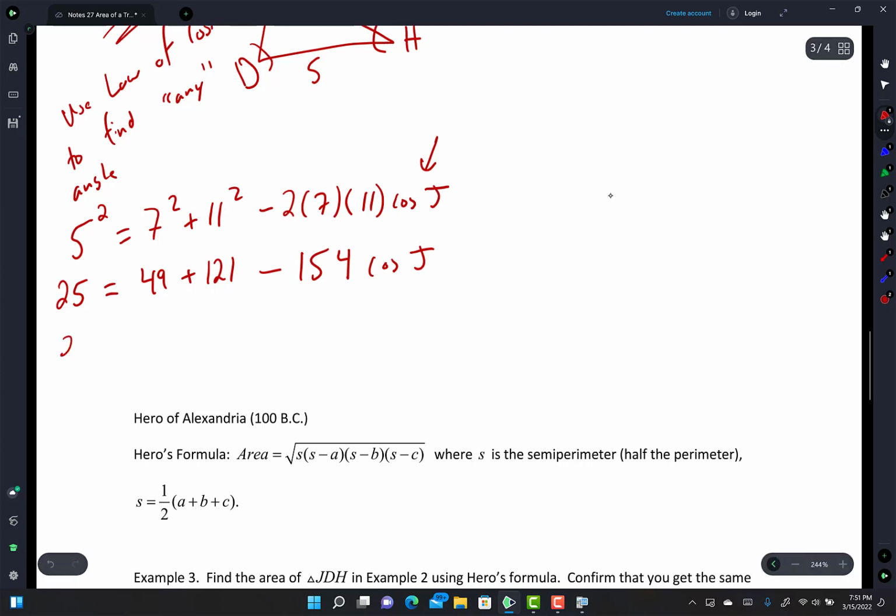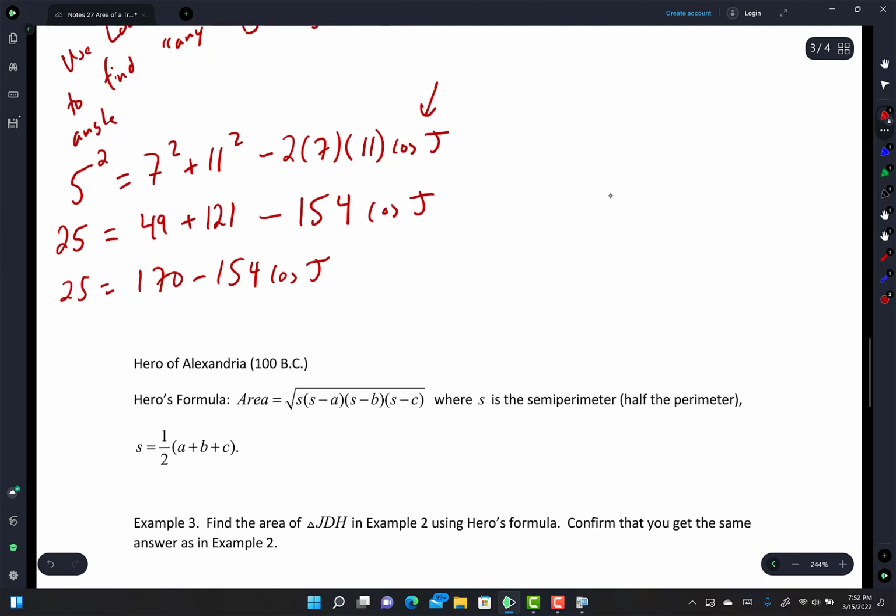So here we go. 25 equals 121 plus 49. We can do that. 120 and 50, that's 170, minus 154 cosine j. And I don't know why my little pen here is writing funny. Maybe it's running out of ink. Guys, it's a digitizer. It doesn't have ink. All right. Subtract the 170, minus 170, minus 170.